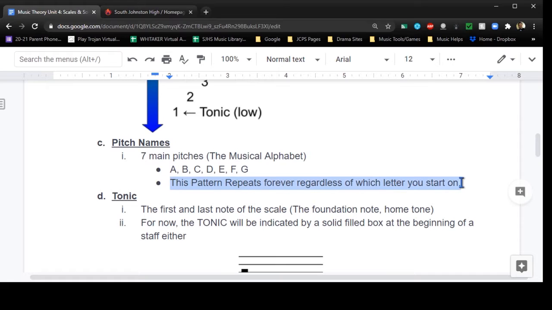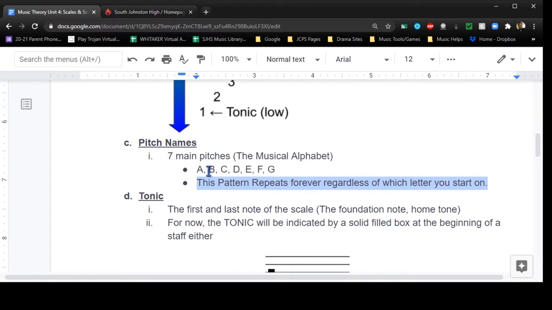This pattern repeats no matter which letter you start on. If we start on A, we go up to B, C, D, E, F, G, start on A again, and keep going up even higher. And then there's A again, and it can keep going on and on. And you can start on any of these letters and keep the pattern going.